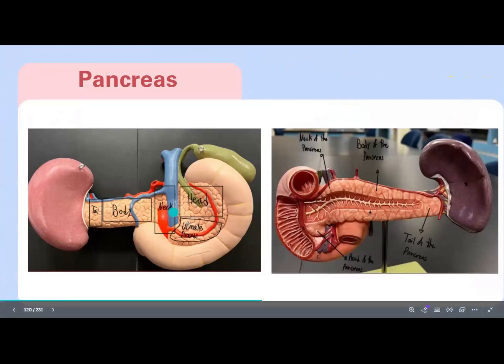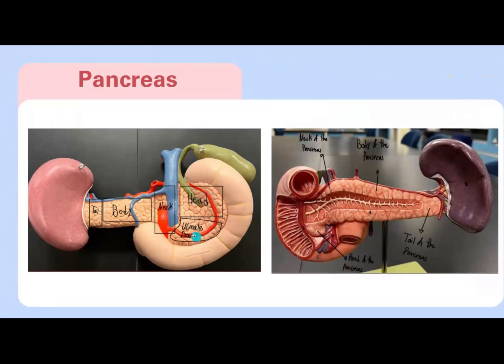So let's look at this picture right here. We have the head of the pancreas, the uncinate process of the pancreas, neck, body, and tail. Now I want you to tell me, is this the posterior view or is it the anterior view of the pancreas? Posterior view, exactly. So this is the posterior view of the pancreas, okay?